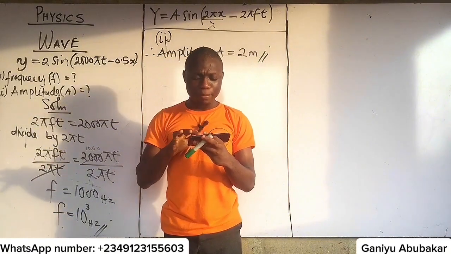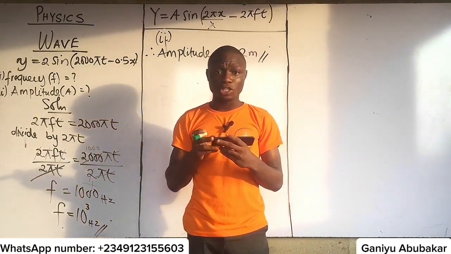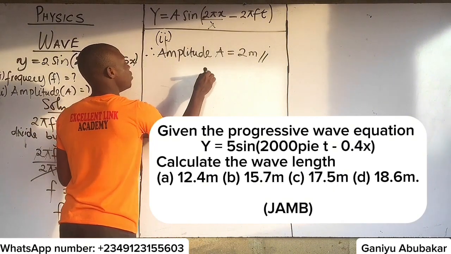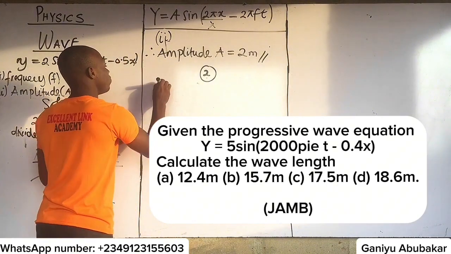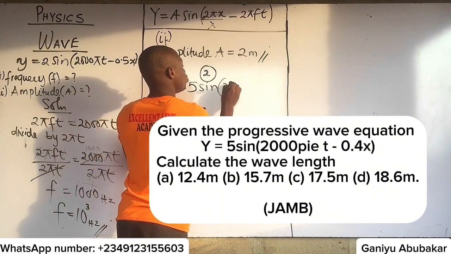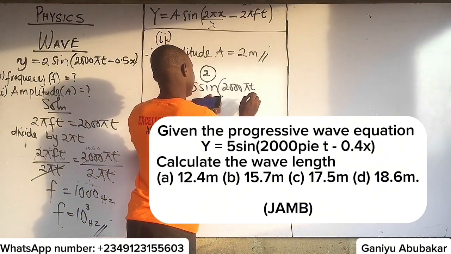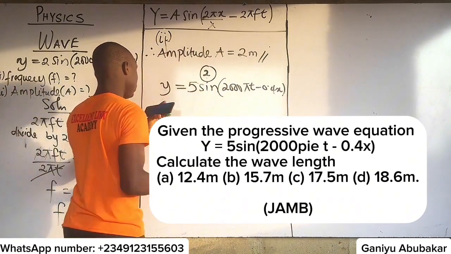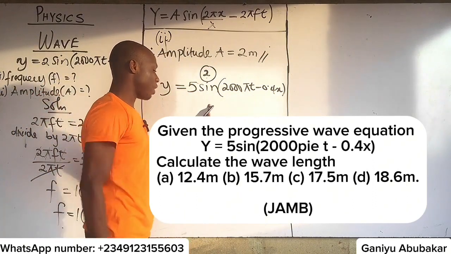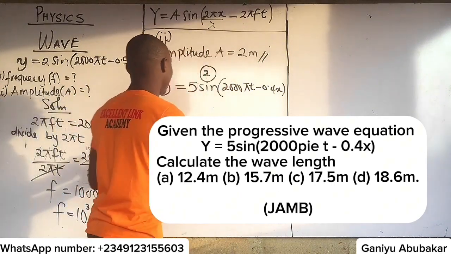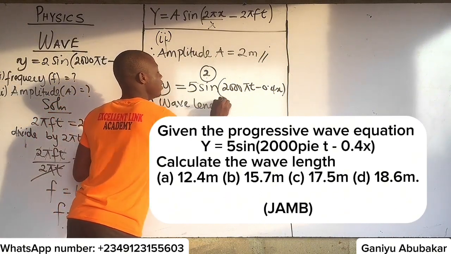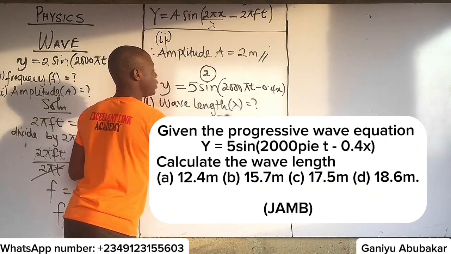All right, example 2. Let's take this JAMB question. The question says, given the progressive wave equation, y is equal to 5 sine of (2000 pi t minus 0.4x), calculate the wavelength. That's all. Calculate the what? Wavelength. So I'm looking for wavelength, that's lambda.